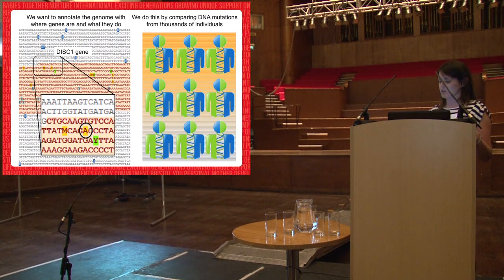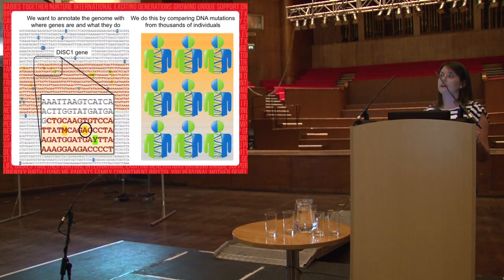So to zoom in just a little bit on this, at the beginning of DISC1, you can see there's this A position here, and most people will have an A at this position in their DISC1 gene. Some people will have a mutation and they'll have a T at that position. And if you have a T at that position, you're at a slightly increased risk of having schizophrenia. So these are the types of things that we're trying to identify in the genome. The other thing about the Human Genome Project was it sequenced one human genome. And actually what we want to do now is look at the genomes of thousands of individuals, and by comparing them we can work out what different parts of the genome are doing.